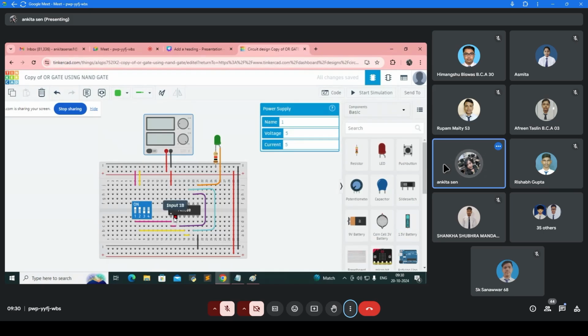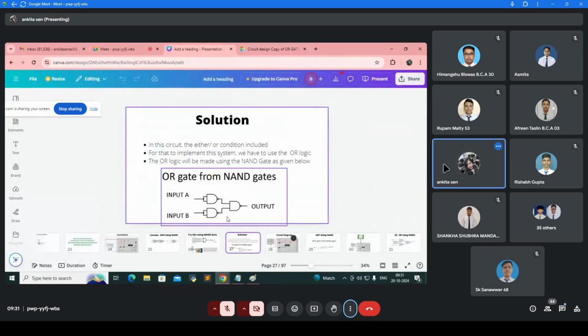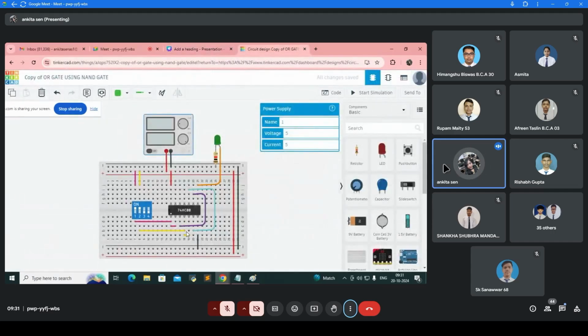Next, what I have done, you need to connect these shorted inputs to this input, like this way. Similarly, you need to connect A to B like this design, and next you have to connect it to this switch like this way.